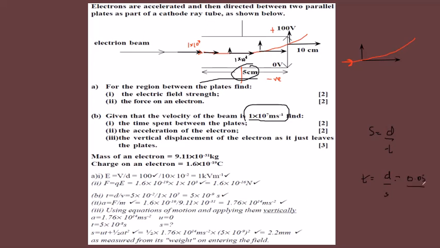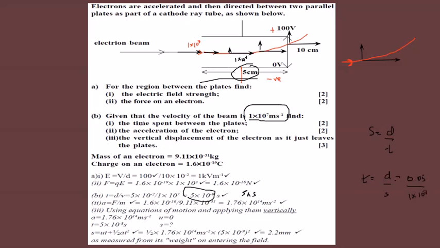divided by the speed at which it travels, or horizontal speed, because speed will have two components. The moment it entered the electric field, the speed will have two components. Before that, it was moving horizontally, so it was having only one component. The horizontal component is 1 exponent 7. So when we divide, we get 5 exponent minus 9, which means 5 nanoseconds.